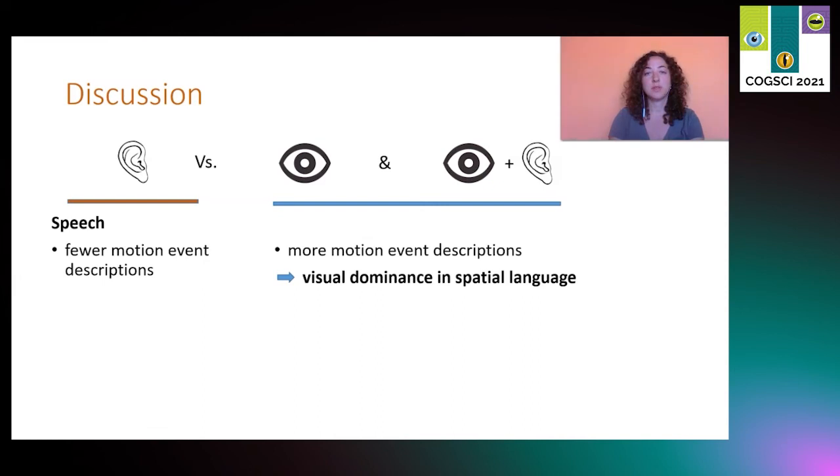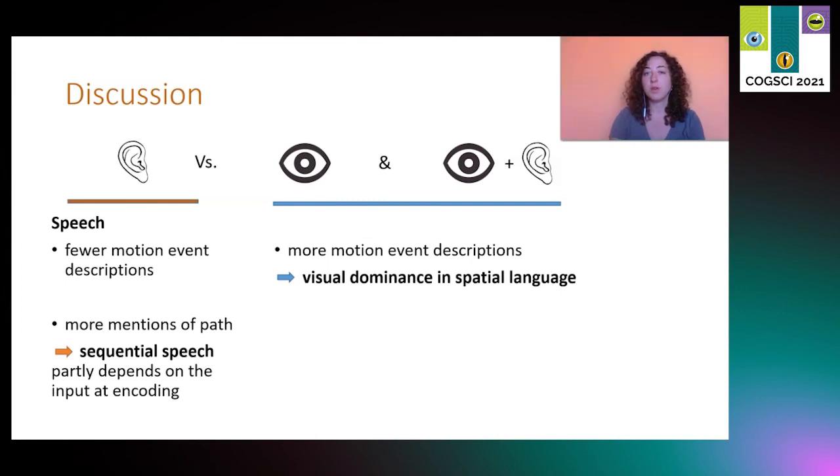There were also qualitative differences, as predicted. We found that participants in the audio-only condition mentioned more path than participants in the multimodal condition. So as predicted, participants' speech was more sequential in the audio-only condition. This finding is also informative about earlier findings in blind studies, suggesting that sequential speech in spatial language partly depends on the nature of input at encoding.